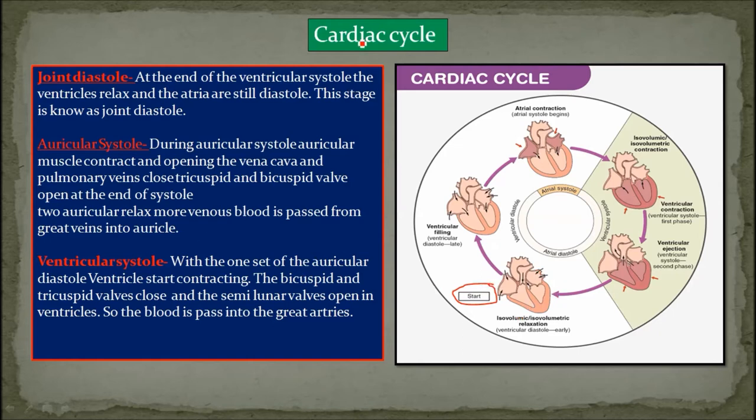The ventricles relax and the atria are still in diastole, meaning still relaxed. This stage is known as the joint diastole. What is joint diastole? I will explain once again. At the end of the ventricular systole, the ventricles relax.